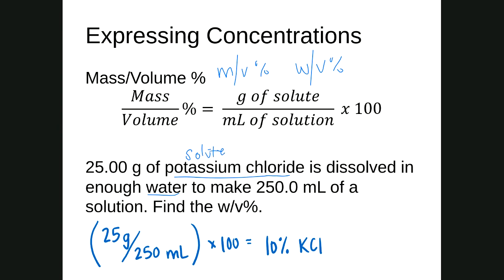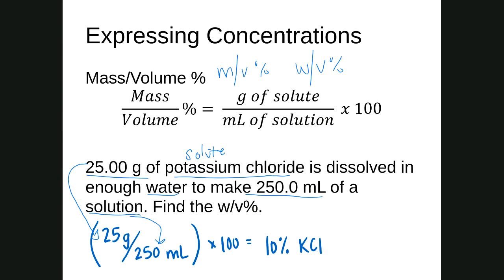And we're told we have 25 grams of our solute. So that goes here. We have 250 milliliters of our solution. So that goes here. Divide those, multiply by 100, and we see that it's a 10% solution of KCl. Now again, since mass to volume percent is so common, sometimes people won't even write that it's a W to V percentage. It's just kind of expected to be known because it's so common.